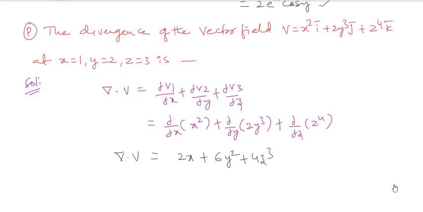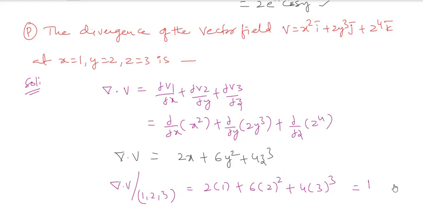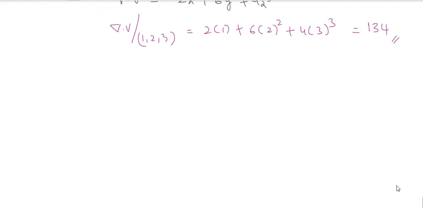They gave the point as 1, 2, 3. So just substitute: 2 into 1 plus 6 into 2 square plus 4 into 3 cube. Just calculate that value. You will have the answer as around 134, so try to check it out. That is the answer for that. Next problem.